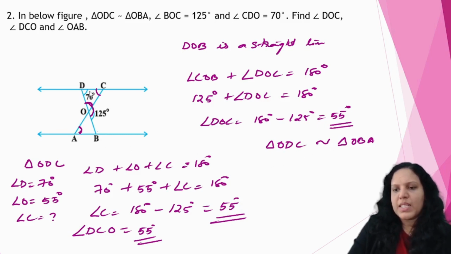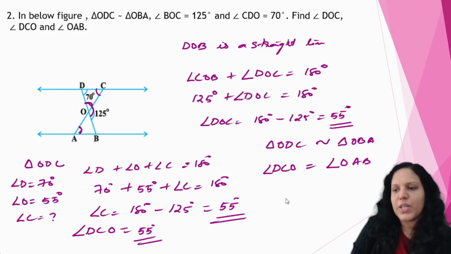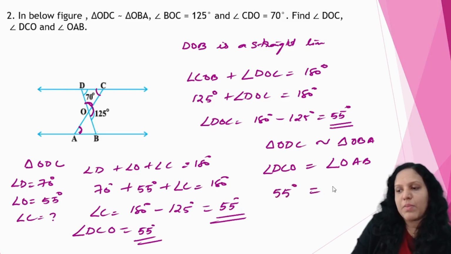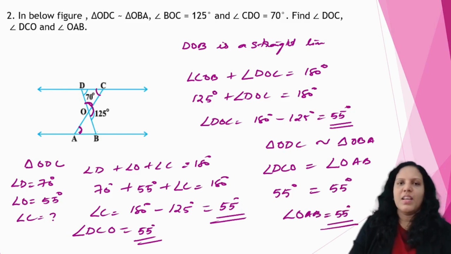The corresponding angle is DCO. So angle DCO will be equal to angle OAB. Why? Because the corresponding angles of two similar triangles are always equal. We already know angle DCO equals 55 degrees. So angle OAB will also equal 55 degrees. Angle OAB equals 55 degrees. Let's see the next question.